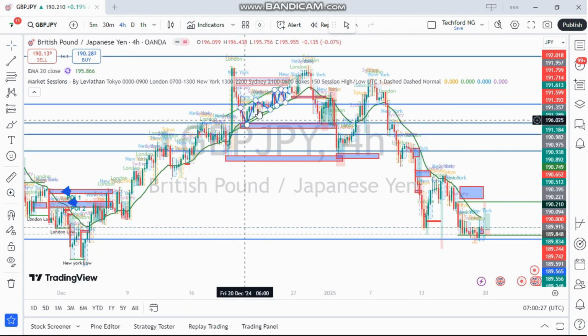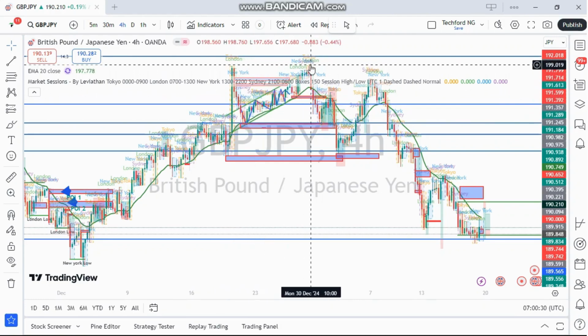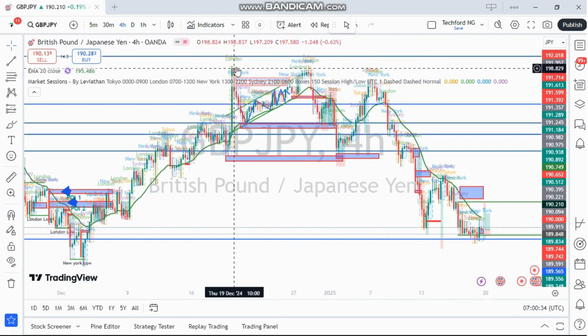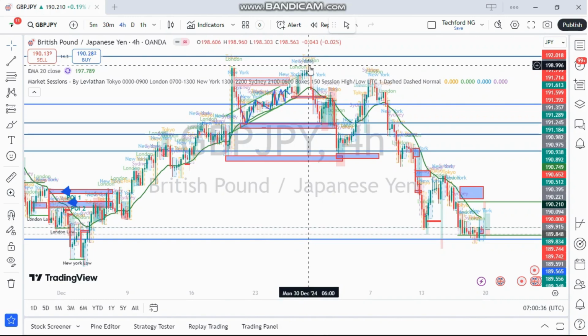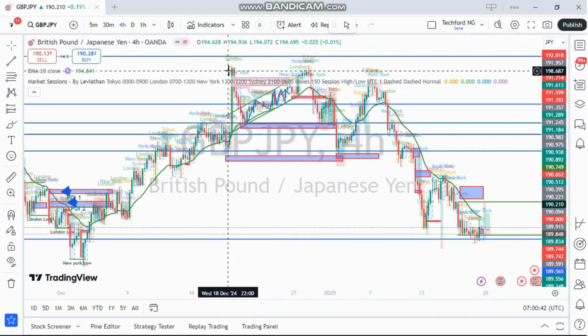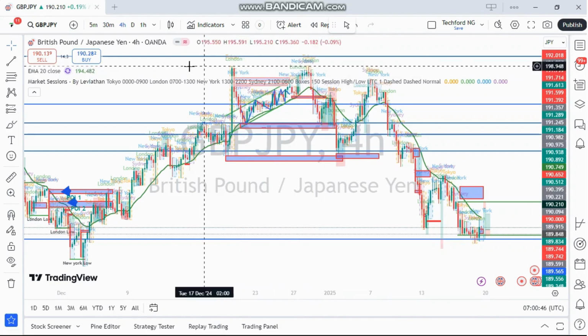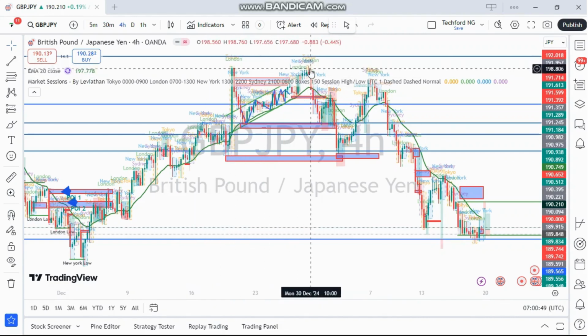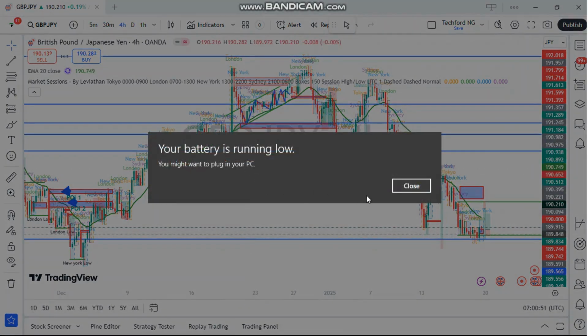Market came down, went and tapped on that same spot. Are you seeing it? Market tapped on that same spot. So this is an equal high liquidity. These two here are equal highs, right? There are equal highs liquidity. Then look at this spot.